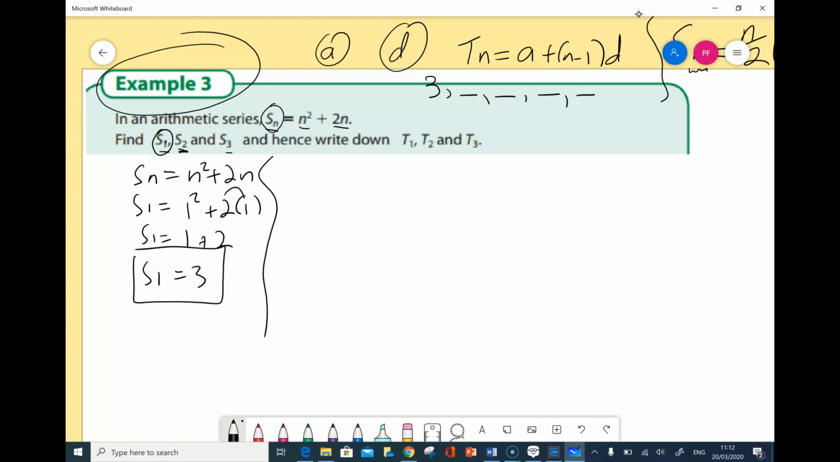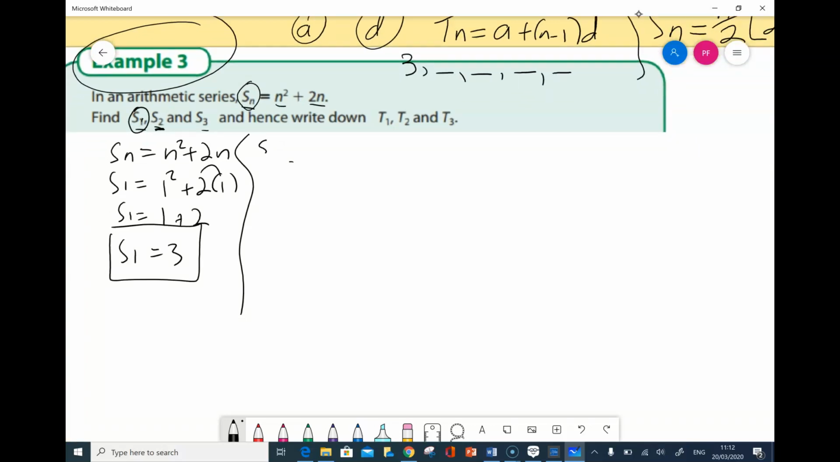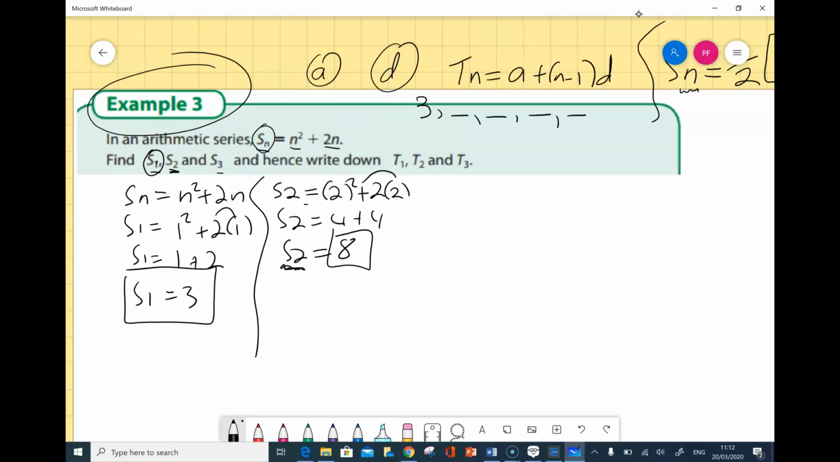Now let's have a look at S2, adding up the first two terms. S2 is equal to 2 squared plus 2 times 2. So S2 is equal to 4 plus 4, which is 8. Now what does that mean? It does not mean the second term is 8. It means the first two terms added together must be 8.